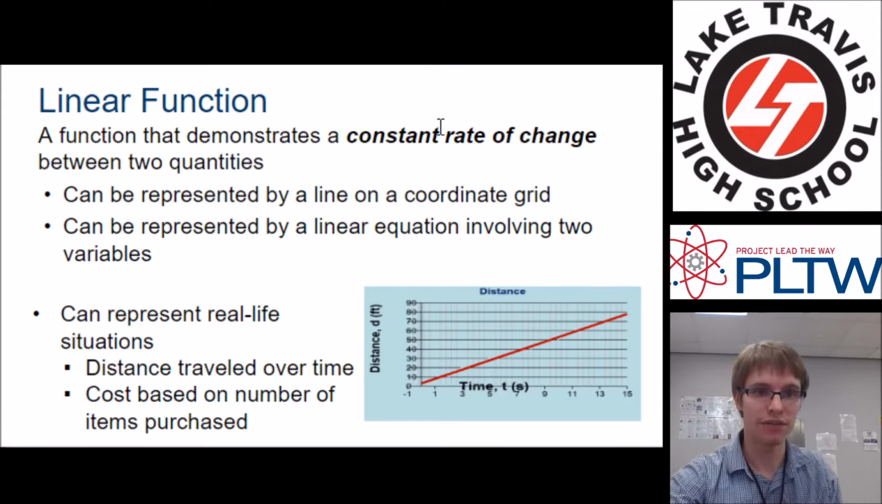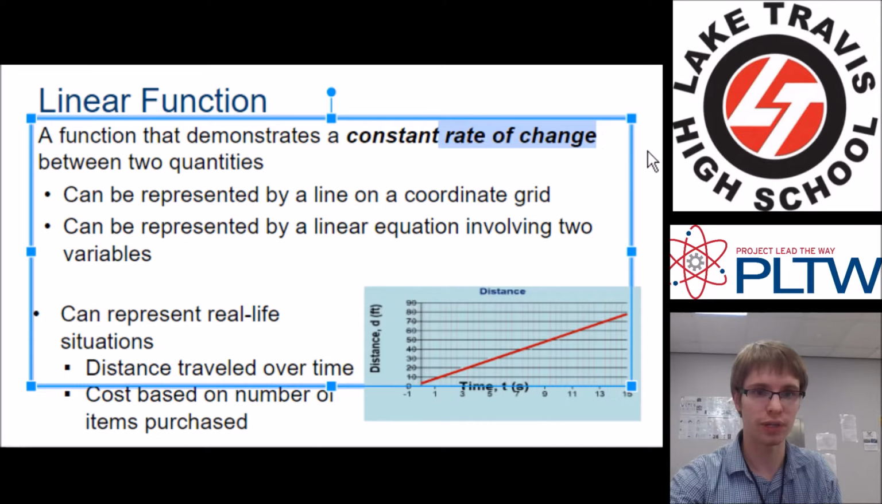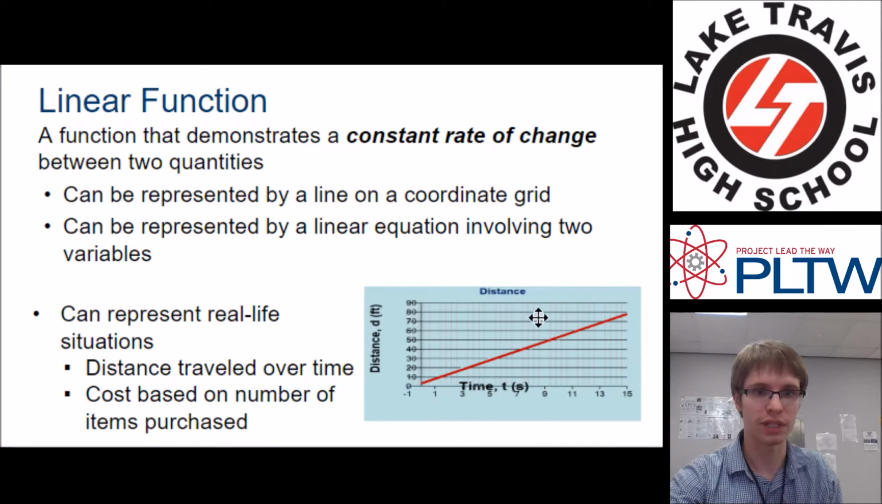So rate of change is also called slope. We need a constant slope, or that makes a line. It looks like a line, so that's why we call it a linear function.